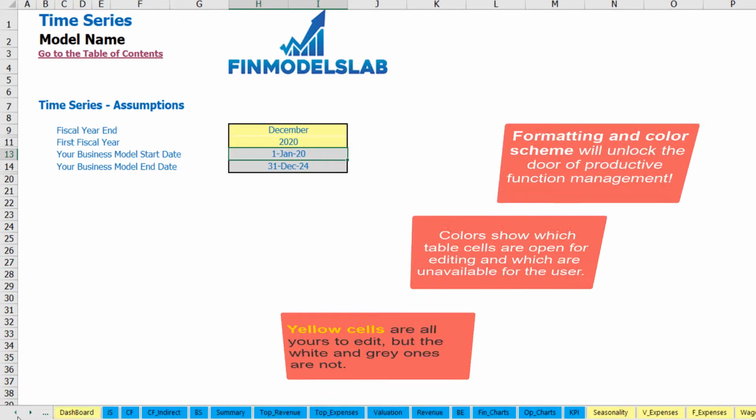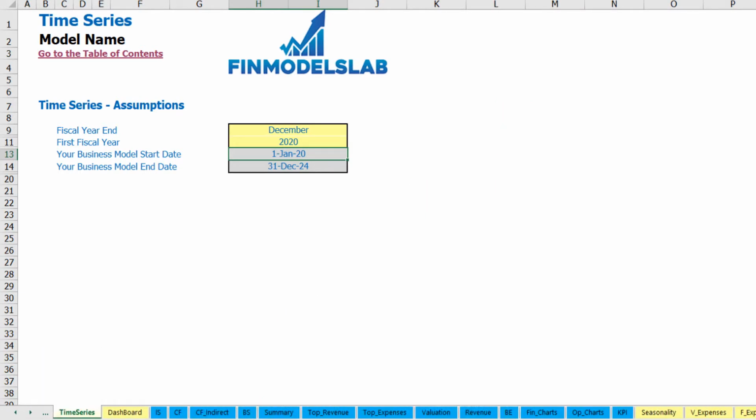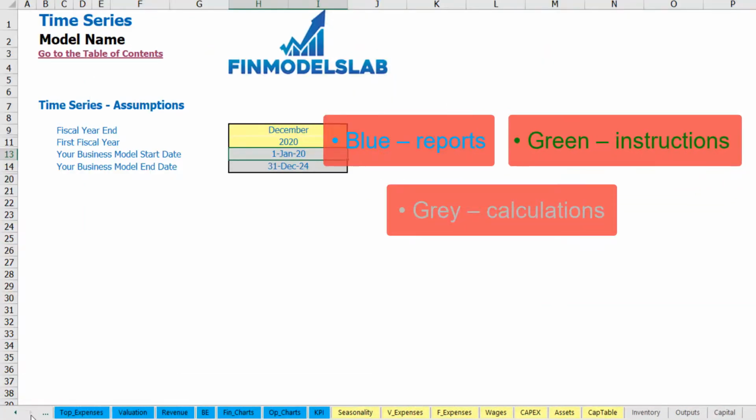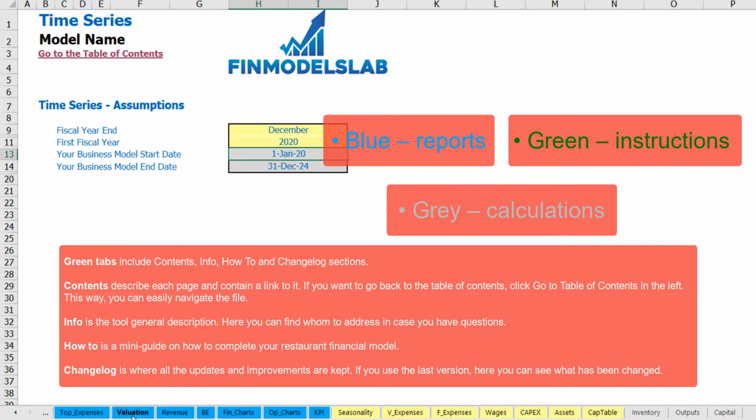Blue sheets mean that on these sheets there are some charts, reports and other information which can be useful for reporting purposes. On the tabs without color you have some extra calculations related to revenue, to debts, equity, inventory and everything which is needed for the reporting.